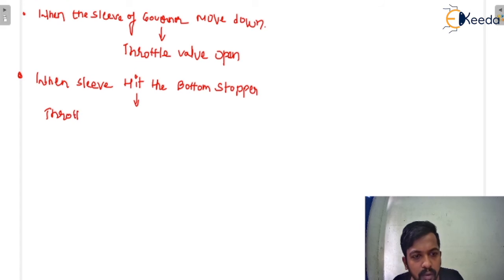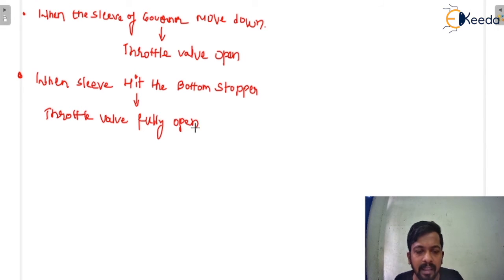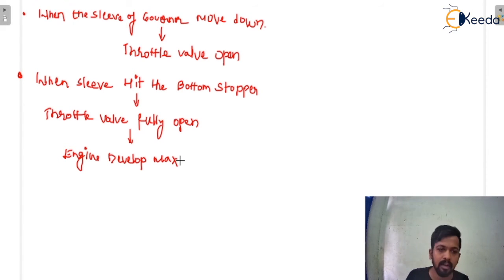Yes or no? Throttle valve fully open, and from the throttle valve you can see there is a fuel supply. So that means there will be a maximum fuel supply. And when there is a maximum fuel supply, that means the engine develops maximum power, and the sleeve is connected to the throttle valve via a bell crank lever.